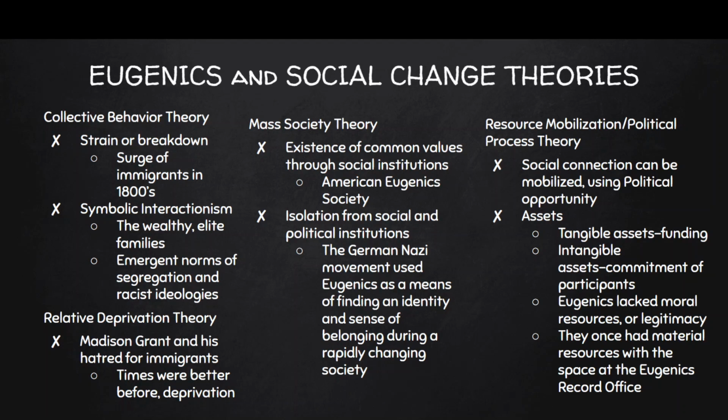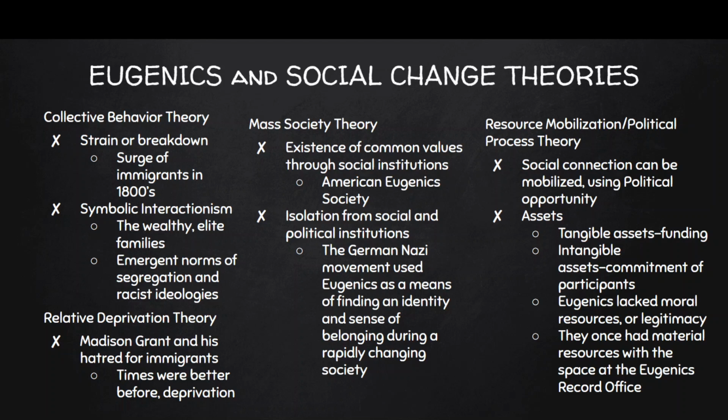So, social change theories that came through, collective behavioral theory is noticeable. As a surge of immigrants came through, there was a lot of strain or breakdown among those who felt like their heritage was being muddled with other races and wanted to blame the world's problems on something. With symbolic interactionism, the wealthy and elite wanted to hold onto this norm and pass this along using eugenics and pseudoscience as fuel. I noticed relative deprivation theory in Madison Grant as he walked outside and was upset that no one knew who he was. He was deprived of what was simpler times.